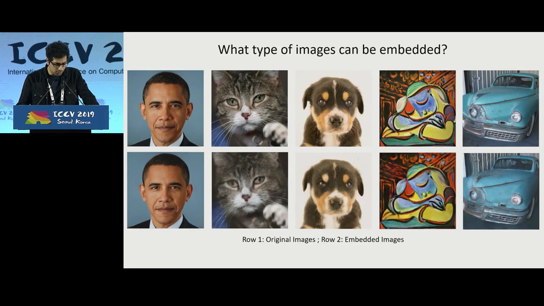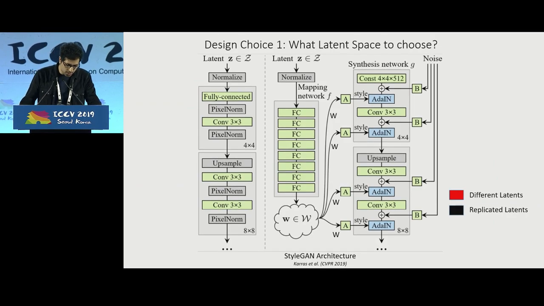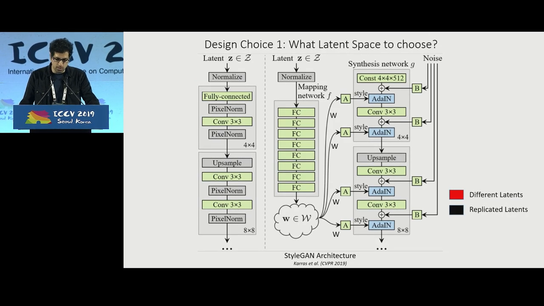Example embeddings are shown in this figure. The top row represents the original images, and the bottom row shows the embedding results. Even though StyleGAN was trained on human faces, any image, including non-faces, can be embedded well. In the following, we will discuss three design choices for computing an embedding. Which latent space to choose?